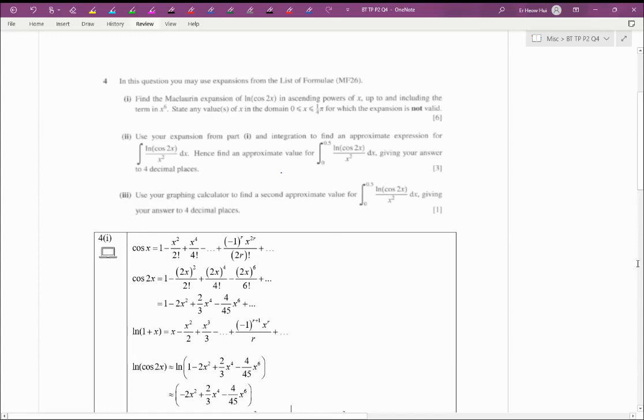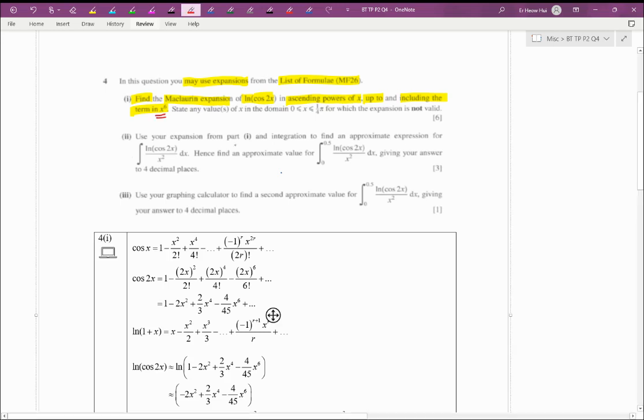Alright, in this question, you are first told that you may use the expansion from MF26. So this tells you that the Maclaurin's expansion in MF26 is going to be very important. Now next you need to find the Maclaurin's expansion of ln cosine 2x in ascending powers of x up to and including the term in x^6. Remember, x^6 is the highest power that you need.